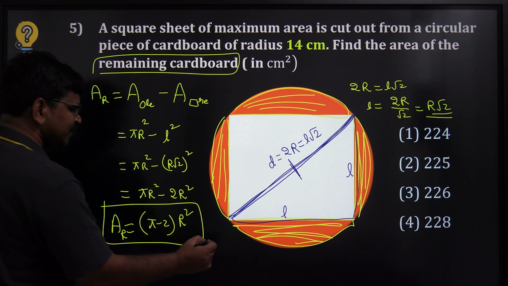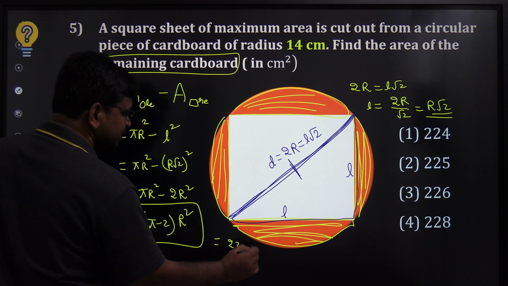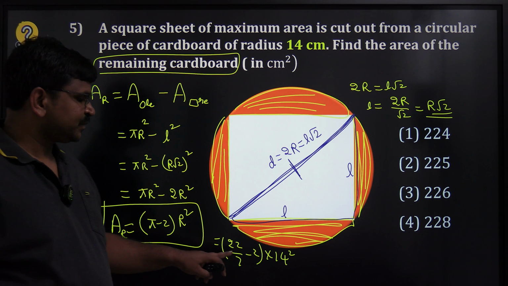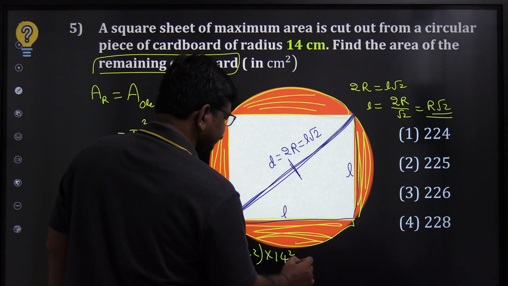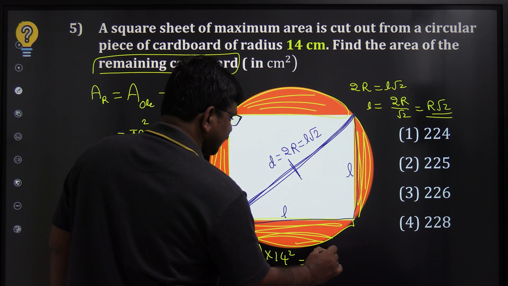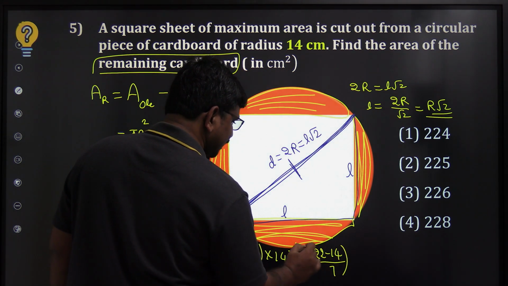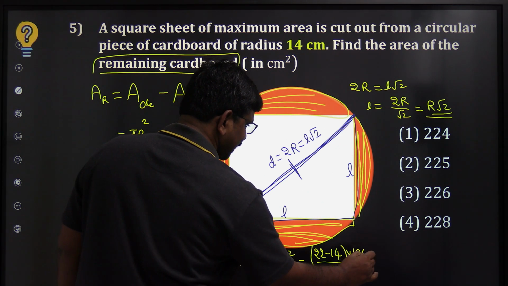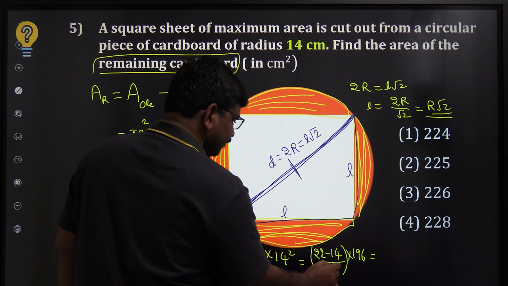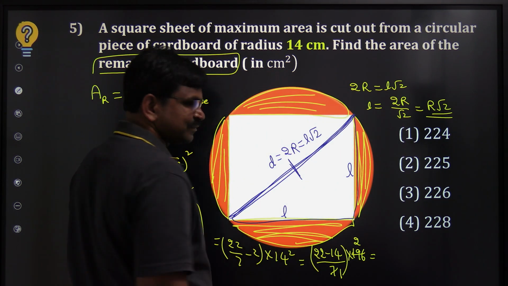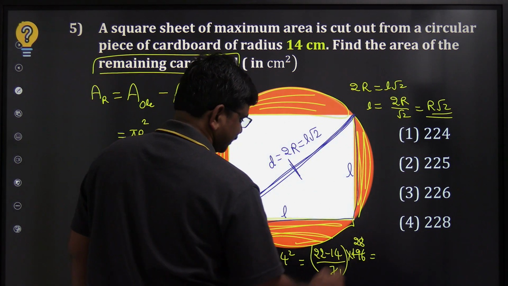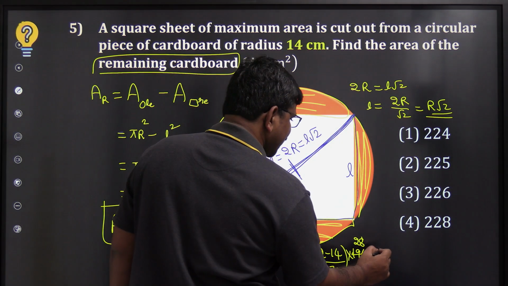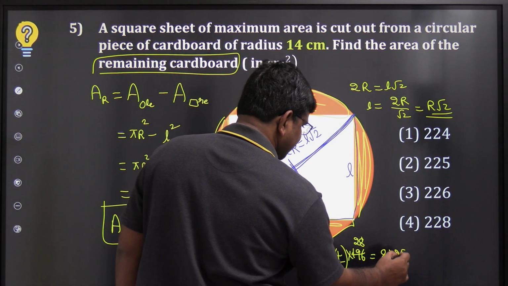Pi minus 2, substitute here. 22 by 7 minus 2 into 14 square. If you substitute this, you are going to get 22 minus 14 divided by 7 times 14 square. Okay, that is 196, equal to 7 times 2 and 7 times 8. So here we are left with 22 minus 14, which is 8. So 8 into 28 is our answer.